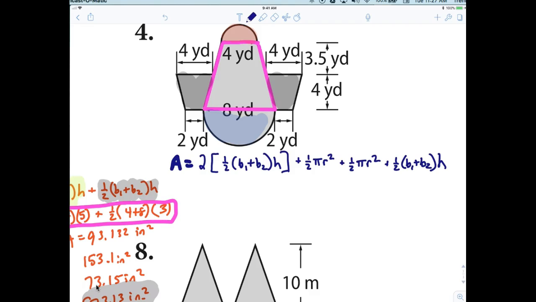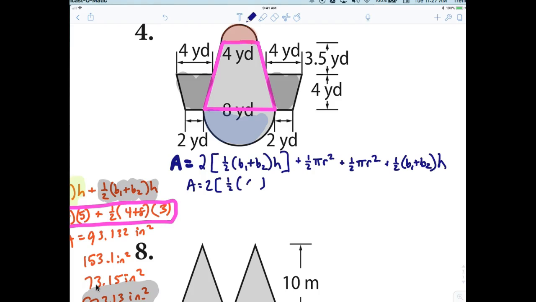Now we have to plug the numbers in carefully. Let's plug the numbers in carefully. All right? So your area is equal to 2. Now, what are the two bases? What are the two bases of the smaller trapezoid? 2 and 4. Very good. Now, instead of putting 2 plus 4, what could I just say? 6. 6, right?